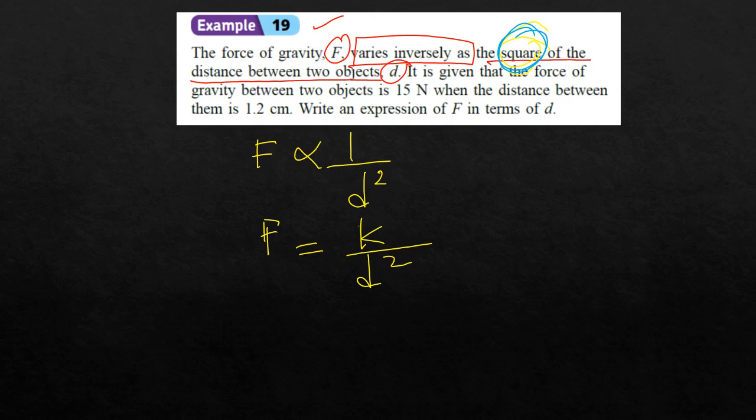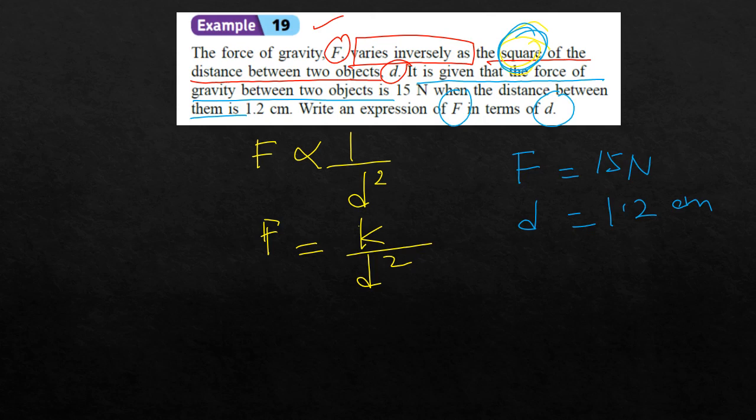It is given that the force of gravity between two objects is 15 Newton. The force is 15. Yeah. When the distance between them is 1.2. So distance is 1.2 cm. Okay, so write an expression of f in the term of d.